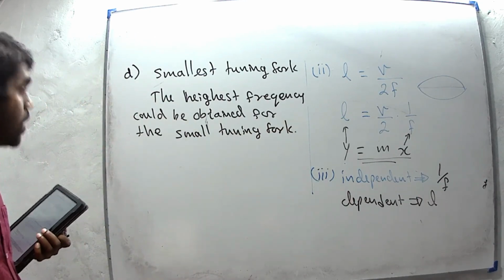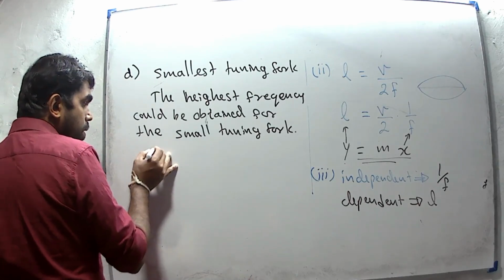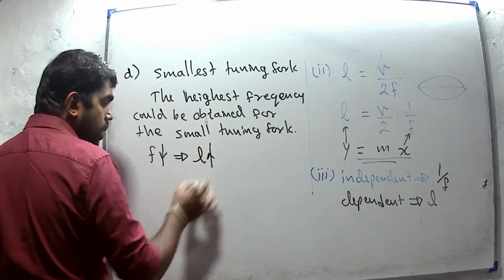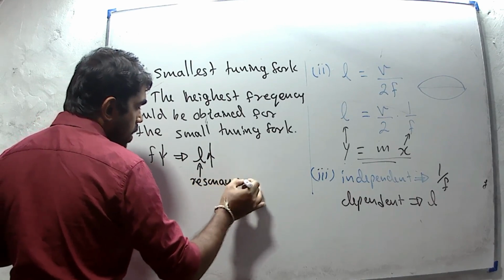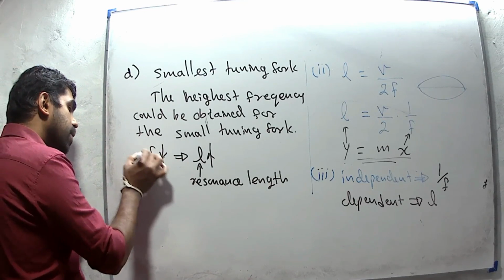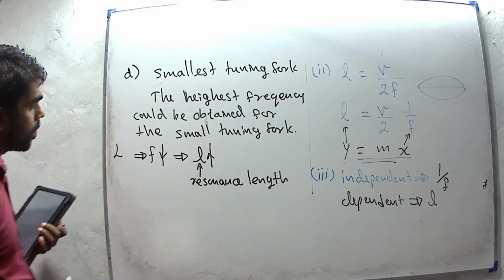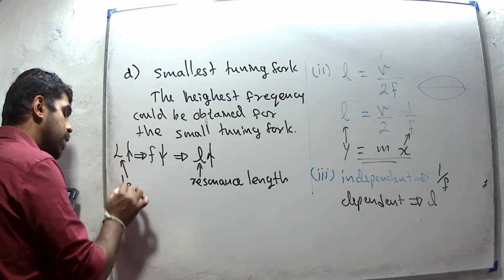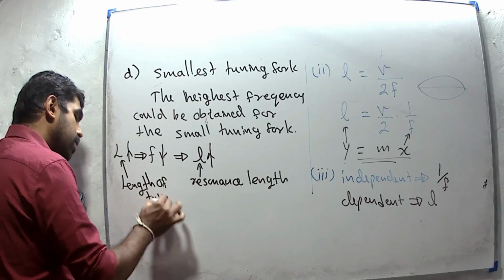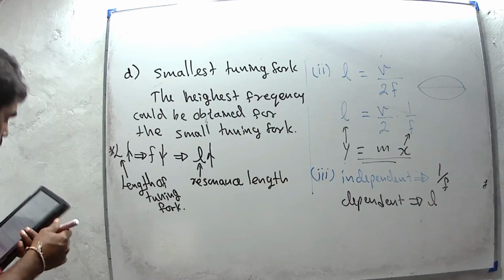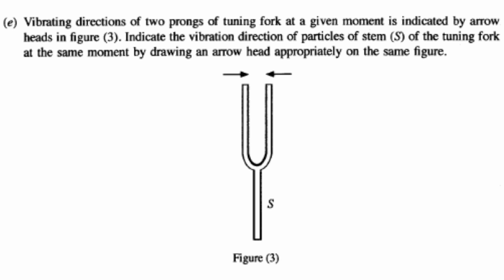That's all for the answer. But for your knowledge, we can write like this. When frequency is decreasing, resonance length is increasing. This is resonance length. Resonance length means length of the wire, not length of the tuning fork. And we can get length of the tuning fork is increasing when frequency of tuning fork is decreasing. It is length of tuning fork. We have to write only this for the answer.